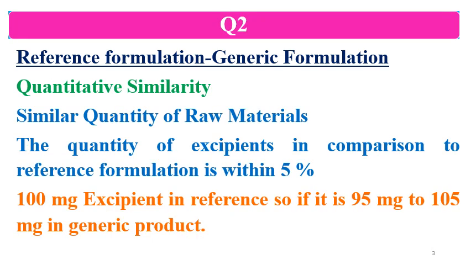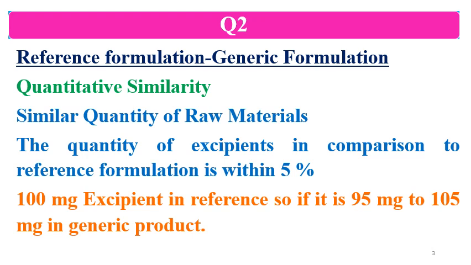Now coming to the Q2. Q2 is quantitative similarity. So it is the next step to the Q1. In the Q1, you have the same quality. Now Q2 means the same quantity. So Q1 is quality, Q2 is quantity. Quantitative similarity is called Q2. And there is the same quantity used by the generic formulation compared to the reference formulation.